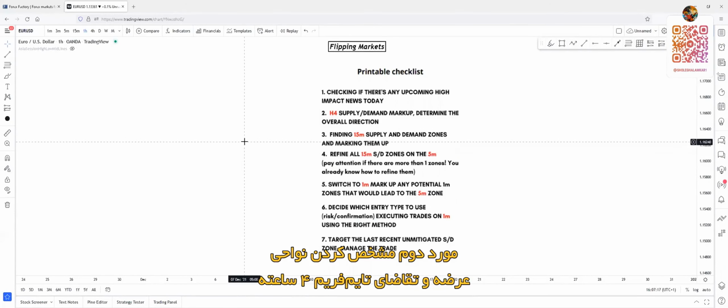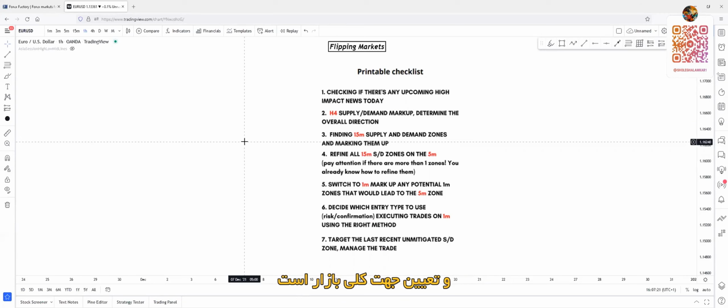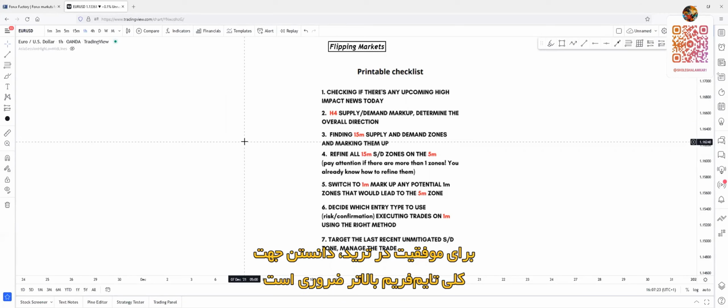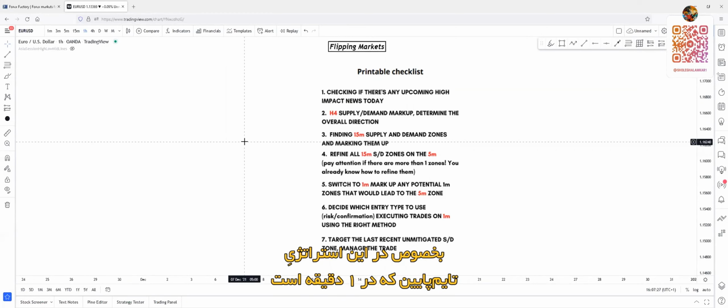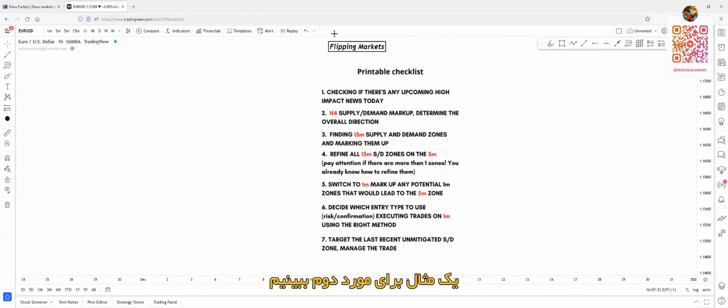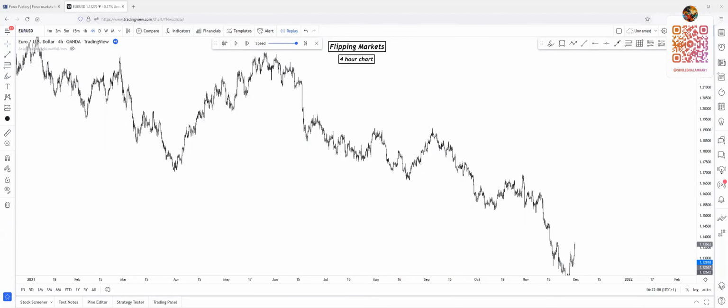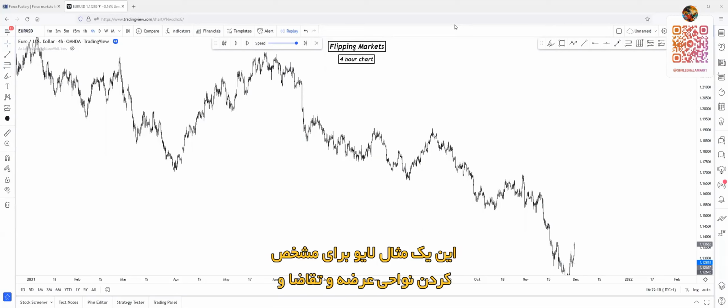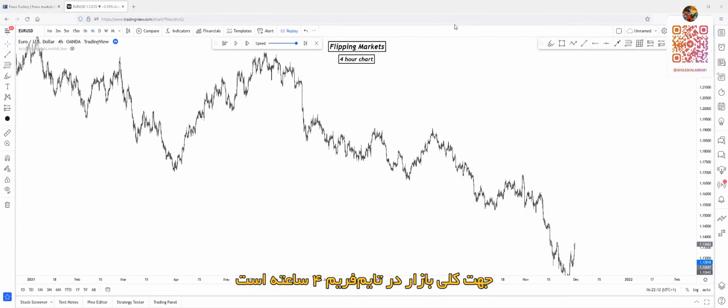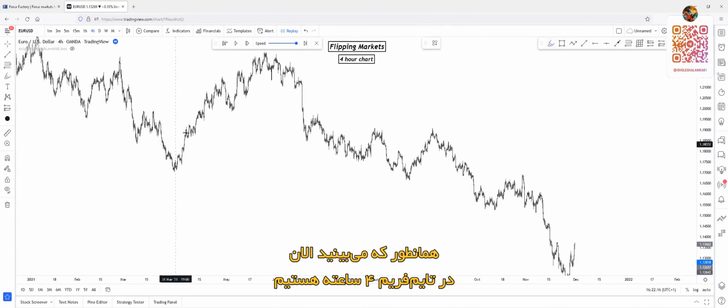The second point is the 4-hour supply and demand markup and determining the overall market direction. Knowing the higher time frame direction is necessary if you want to be successful in trading, especially in this 1 minute lower time frame strategy. Okay, so let's see a whole example for this second point. Let's see the live example for the supply and demand markup and determining the overall time frame direction on the 4-hour chart.